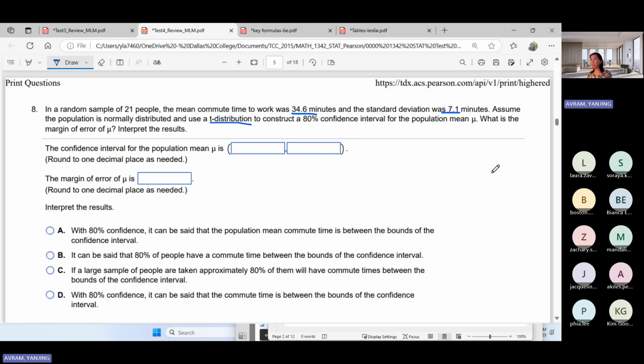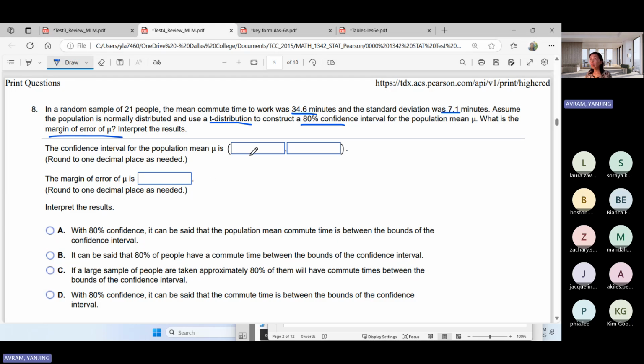Okay, this one is better, it even tells you to use the t distribution. To construct, that means a t interval. Construct an 80% confidence interval for the population mean, and what is the margin of error of the mean? Okay, so margin of error. All right, so how do we do this one?